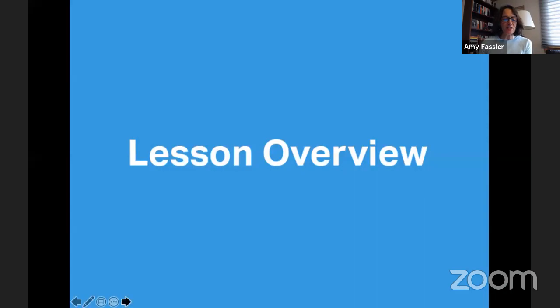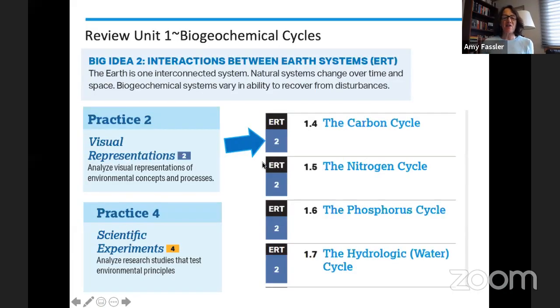So we're going to go into the second part of Unit 1 today, and our big theme is biogeochemical cycles. We really spend all of our time today in this big idea of interaction between Earth systems, this little ERT abbreviation. The Earth is one interconnected system, and natural systems change over time and space. Biogeochemical systems vary in their ability to recover from disturbances. So we're going to demonstrate that we understand all of that big idea and can communicate that information by focusing on these two science practices.